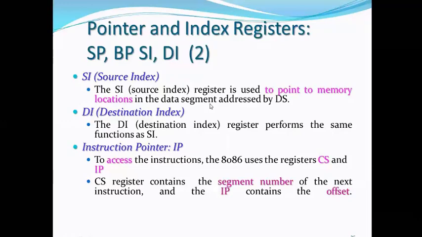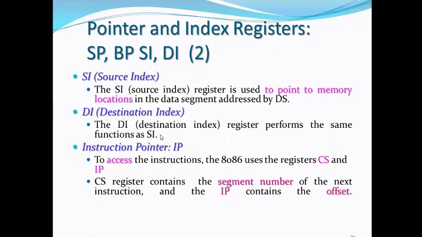Okay, and the destination index is just the opposite of the source index. That means the microprocessor tries to understand where the ending part would be. Where would be the ending for this segment? The DI, destination index, and source index registers perform similar functions, but one is the starting and the other is the ending. Is that clear?